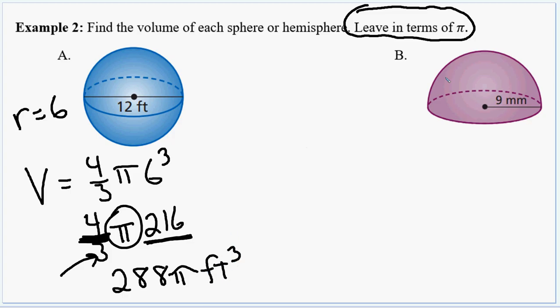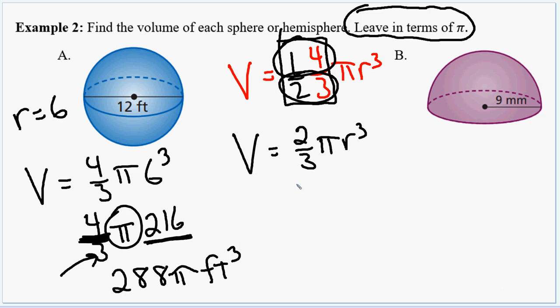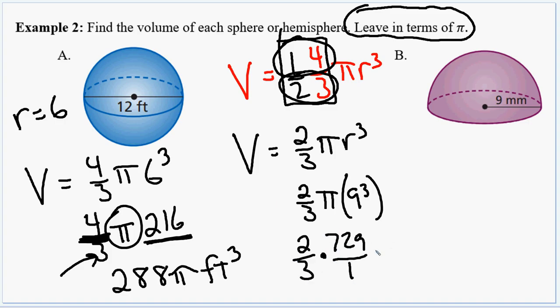Now in letter B, we've got half a sphere, a hemisphere. So our formula is 4/3 pi r cubed, and we're going to multiply that by a half. I could just multiply my fractions here, and that would be 4/6, and 4/6 reduces to 2/3 pi r cubed. So we're just going to plug in r as 9, so that'll be 2/3 times pi times 9 cubed. 9 cubed is 729 times pi.